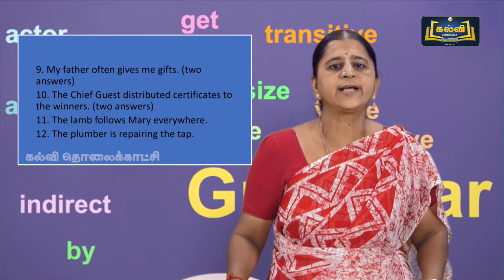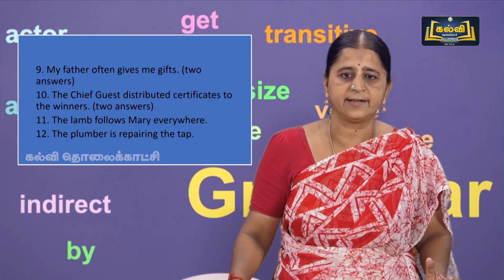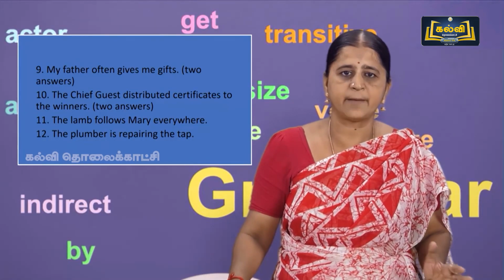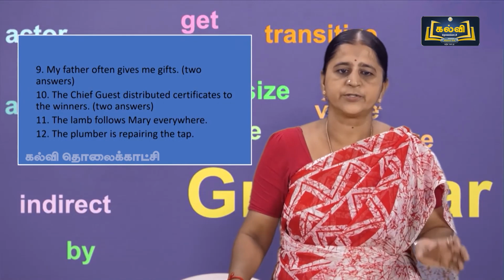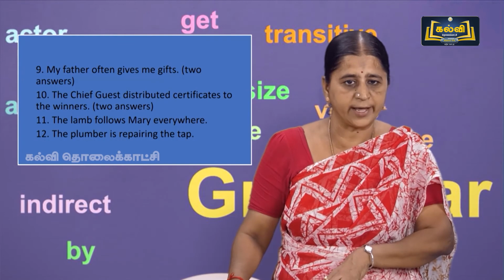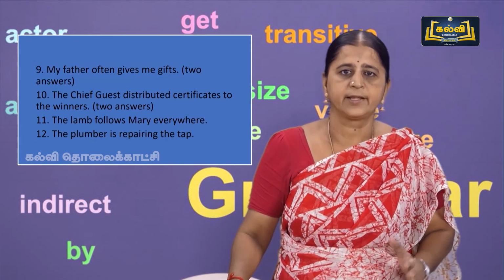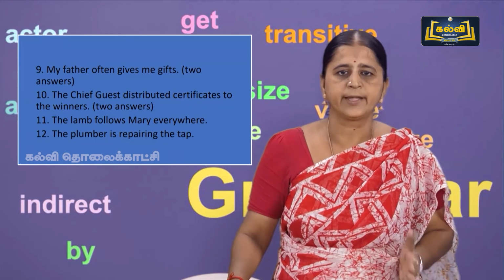Now look at sentence number 11. நீங்க nursery rhyme பார்த்திருப்பீங்க இல்லையா? Mary had a little lamb. The lamb kept following her everywhere னு வரும். So அதில் the lamb follows Mary everywhere. So the lamb subject, follows verb. The lamb follows whom? Mary.